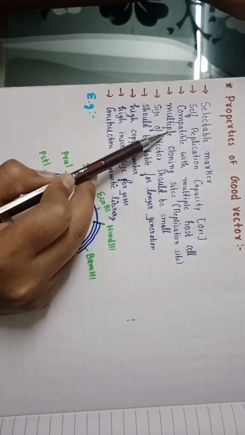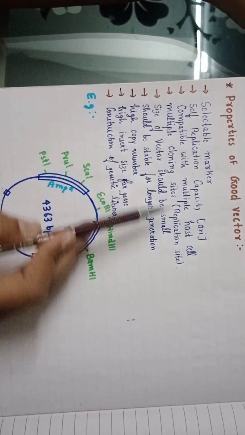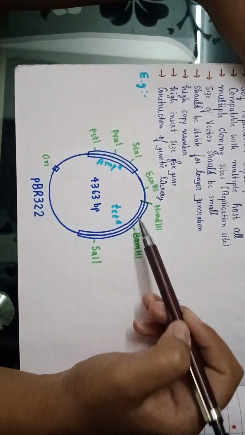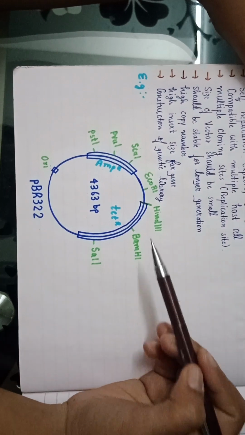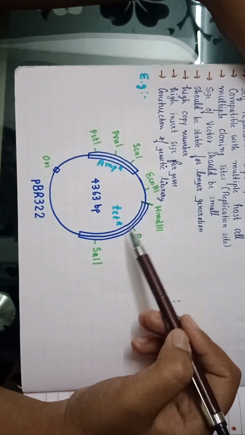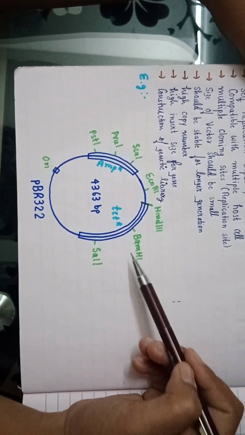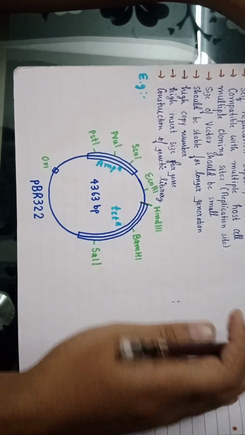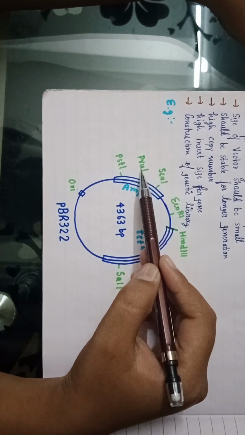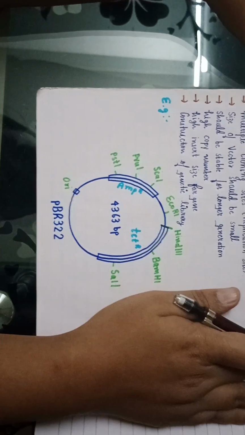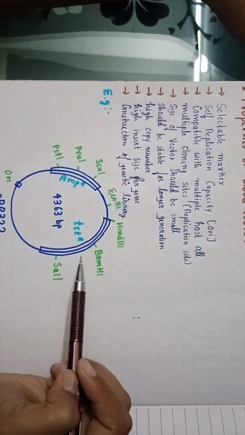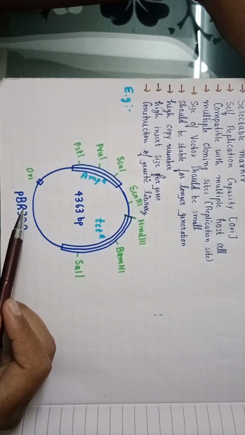Now, the fourth property, multiple cloning sites. A vector should have multiple cloning sites. For example, in PBR322 there are multiple cloning sites. In the tetracycline resistant region, there are the HindIII site, BamHI site, and SalI. In the ampicillin resistant region, we have ScaI, PvuI, and PstI. So these are the multiple cloning sites present in the PBR322 vector.